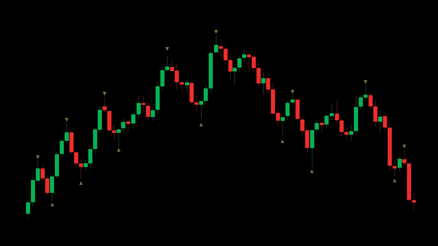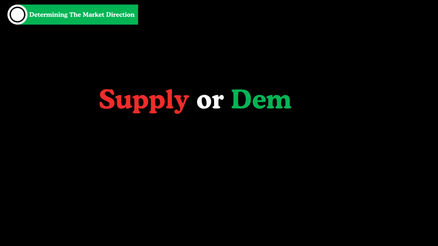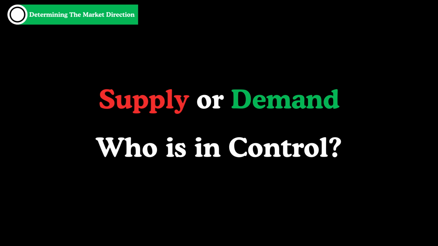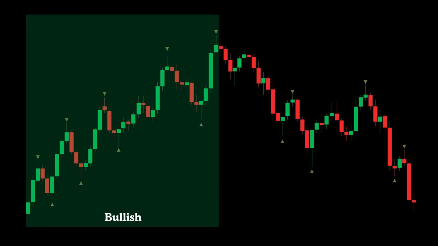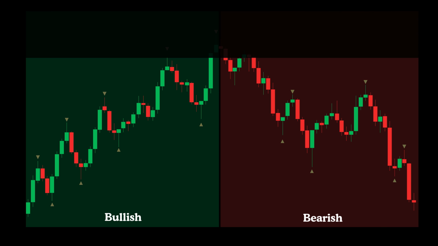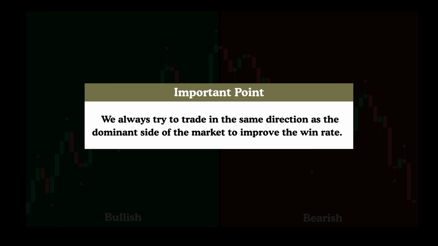Let's begin with the basics of the price chart, determining the market direction, supply or demand, and who is currently in control. Pinpointing the market direction is typically the initial step when examining a price chart. We aim to recognize the trend and assess whether buyers or sellers are dominating. We always try to trade in the same direction as the dominant side of the market to improve the win rate.